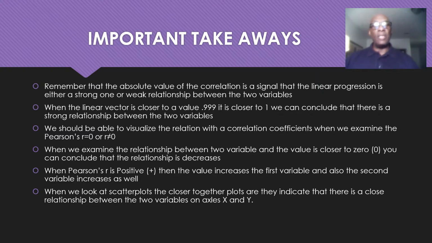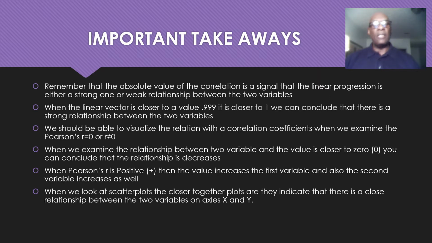We should be able to visualize the relationship with the correlation coefficient when we examine Pearson's R equals 0 or R does not equal 0. When we examine the relationship between the two variables and the value is closer to 0, you can conclude that the relationship is decreased. When Pearson's R is positive, the values increase. When the first value increases, the second value increases as well.